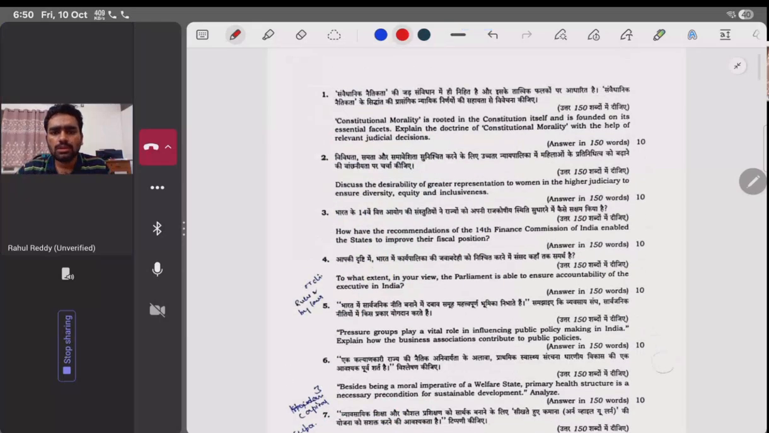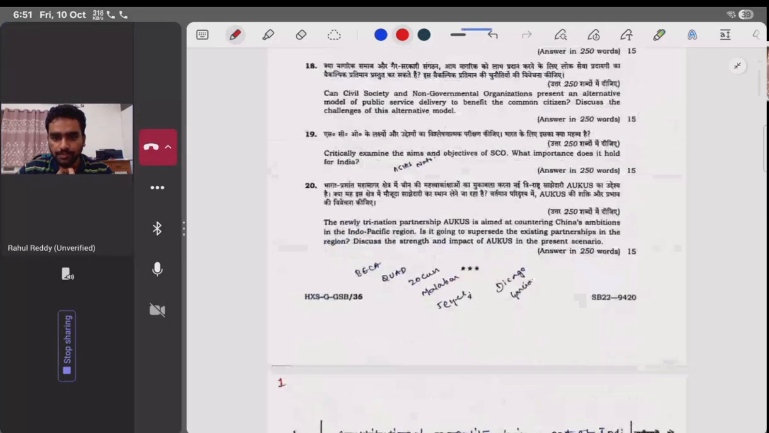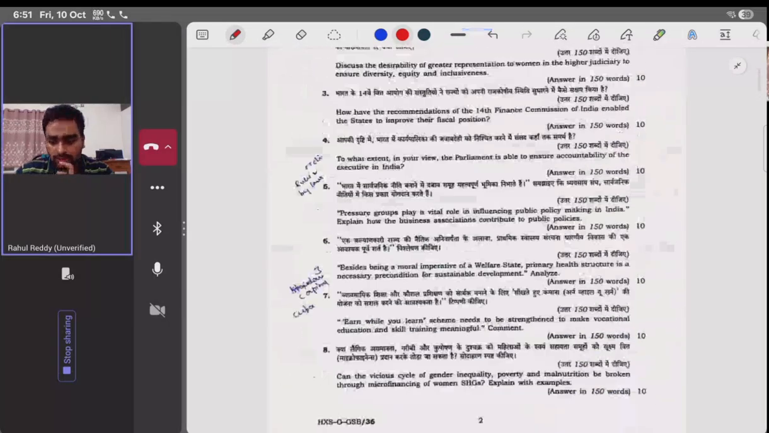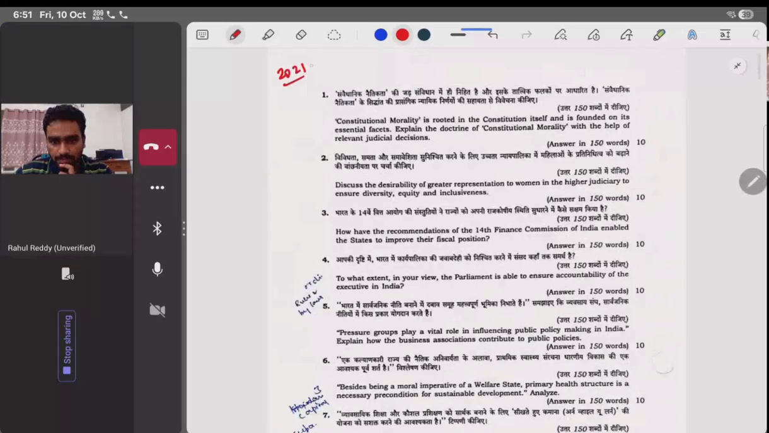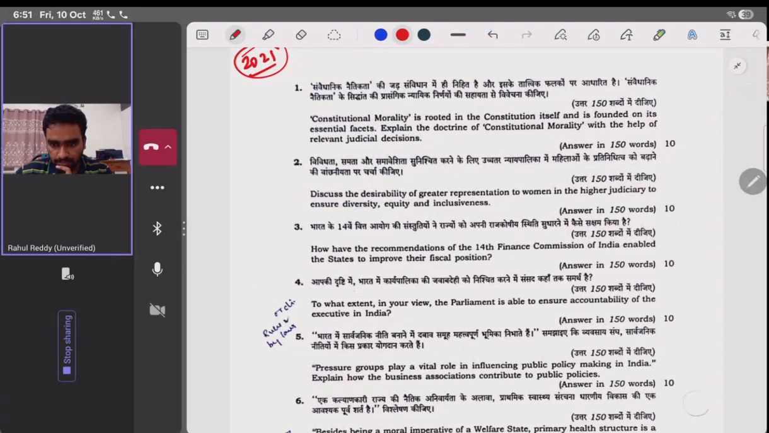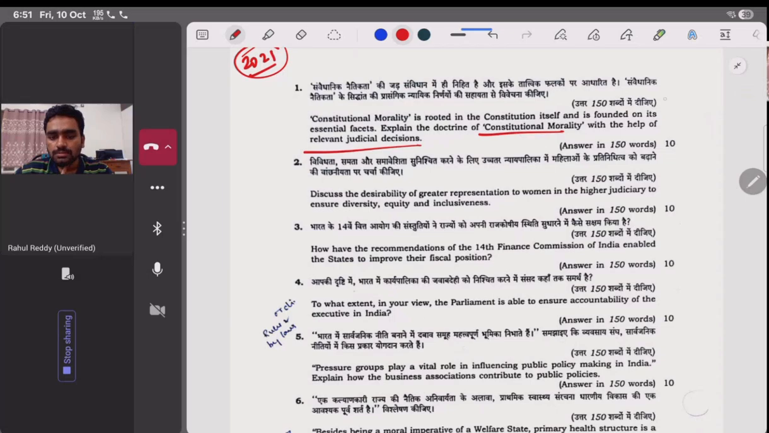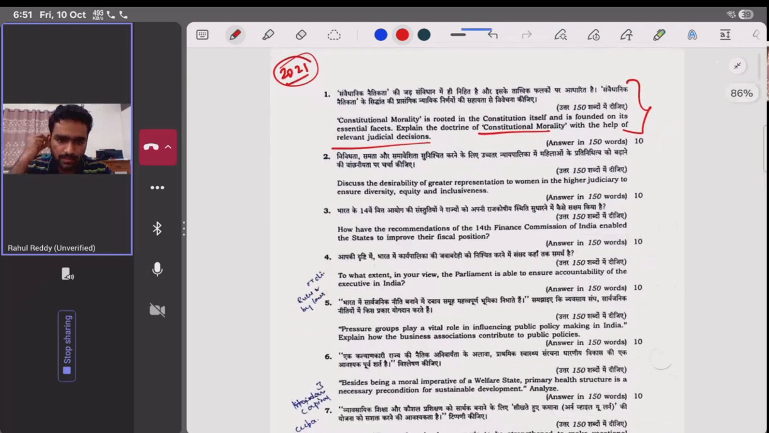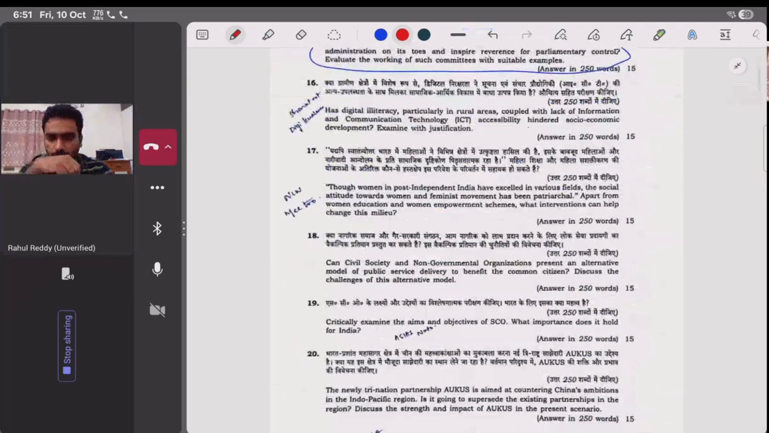Okay, let us start with the first question. We have 20 questions. Which year is it? It's 2021, sir. Okay, 2021. Constitutional morality is rooted in the constitution itself and is founded on the essential facet. Explain the doctrine of constitutional morality with the help of relevant judicial decisions. This year also there has been a question on constitutional morality, I think in the ethics paper.